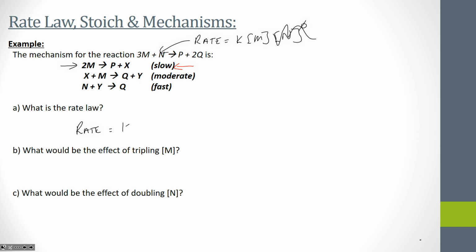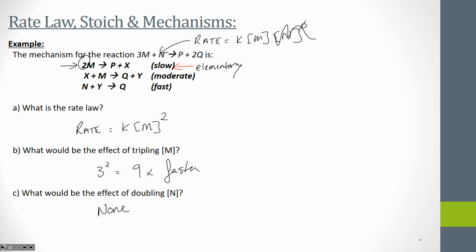So our rate law is going to look like this. Rate equals K times the concentration of M. But since this is a mechanism, and these are going to be elementary steps, now I know that that coefficient is actually my power and my order of M. So there's our rate law. And if I tripled the amount of M, triple squared is 9. 9 times faster. The effect of doubling N? None, because it's not in your rate law.